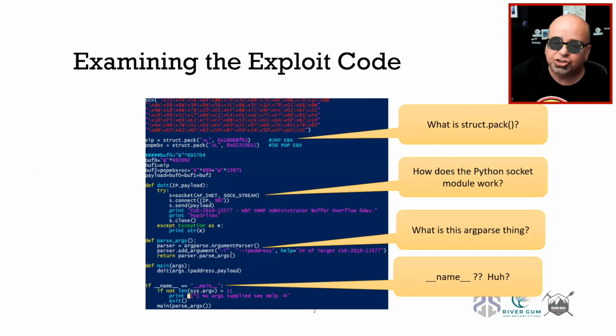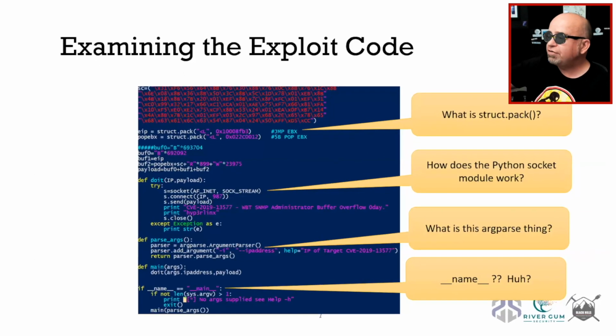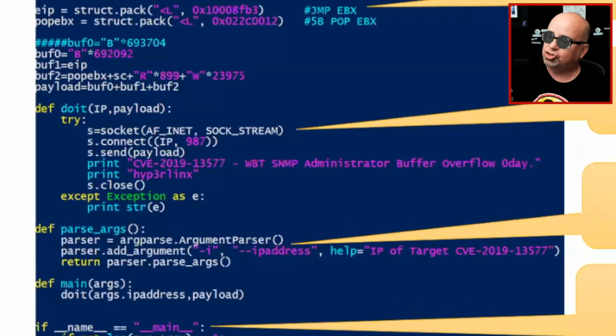And as I look at the script, I see a few things here. I see a couple of statements towards the top of the script. EIP equals struct.pack. I'm like, well, what is struct.pack? Pop EBX? That's probably pop EBX, meaning they're pointing at a couple of opcodes inside of some memory location. It's also got struct.pack.